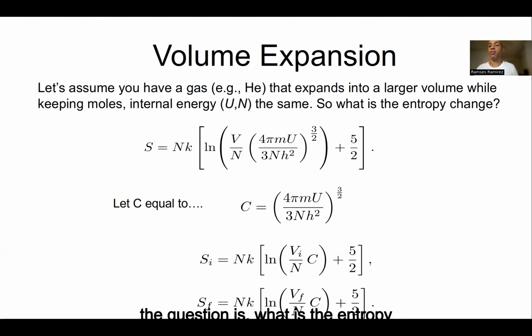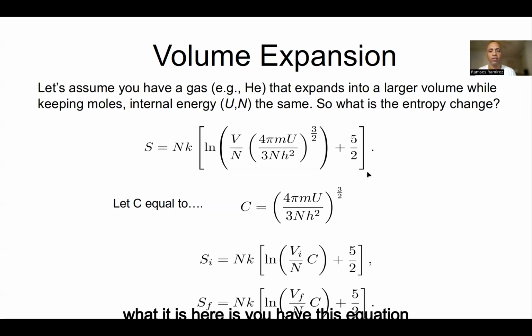And the question is, what is the entropy change in this very simplified case where we want to keep U and N the same to make a simple problem, right? We're not changing the amount of helium. We're not changing its temperature. We're just saying it's now expanding to a larger volume. So what is the entropy change in this simplified scenario? Well, your book doesn't actually derive that for you, so I will do it for you.